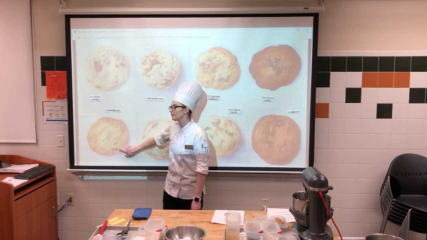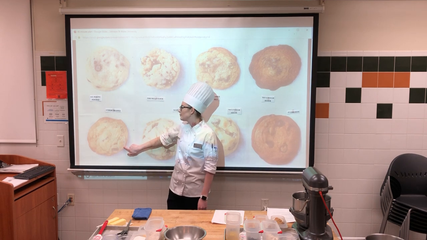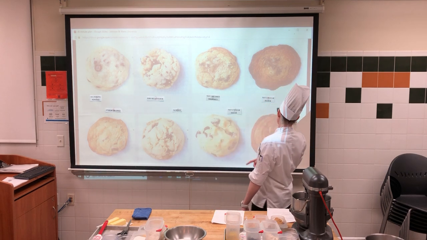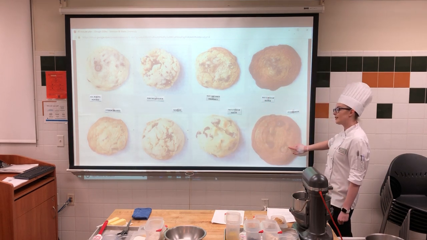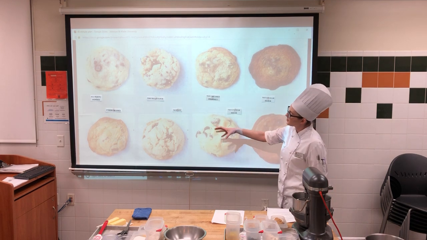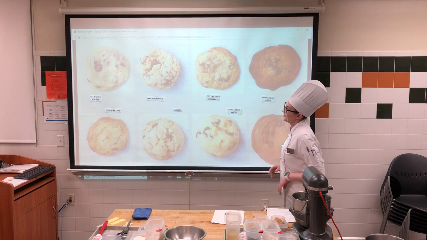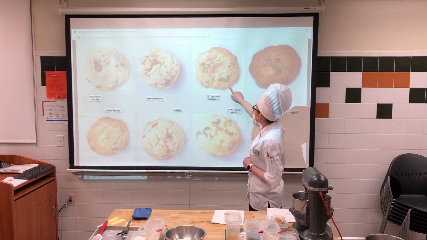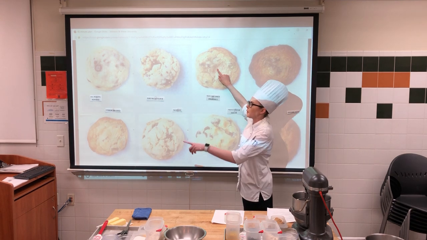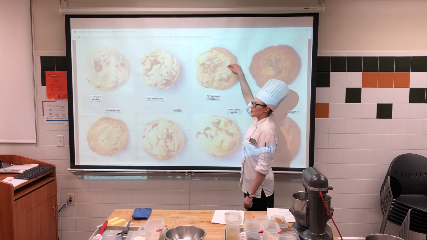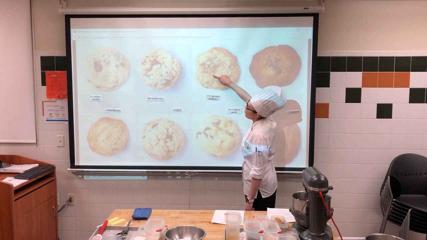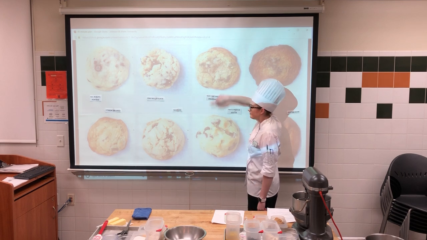This cookie is kind of flat, so there was probably not as much air incorporation as, let's say, this cookie. This cookie looks pretty good. They just left it in the oven a little too long. That one just doesn't look as nice as the other cookies, along with this one. I would say this little pocket right here, I don't know how well you can see it on your paper, is probably all butter and sugar. This probably has no flour in it whatsoever.